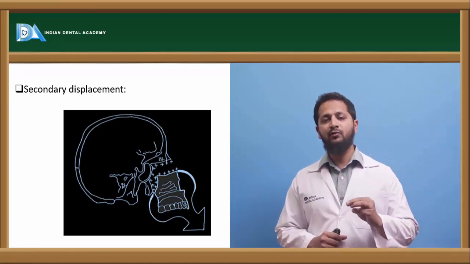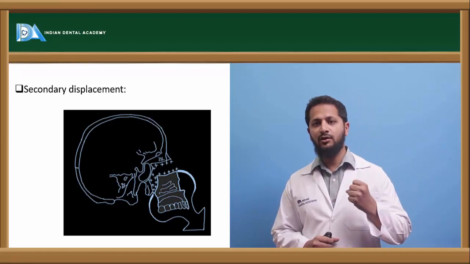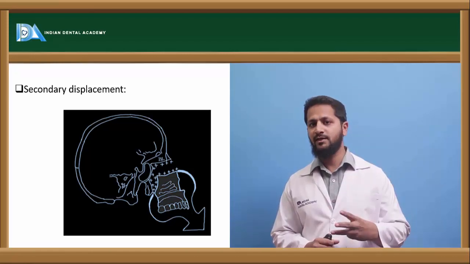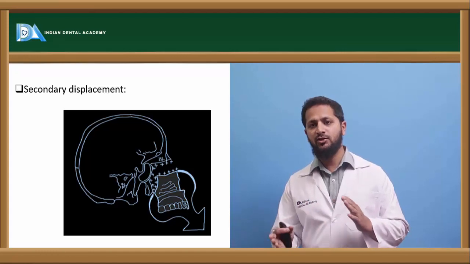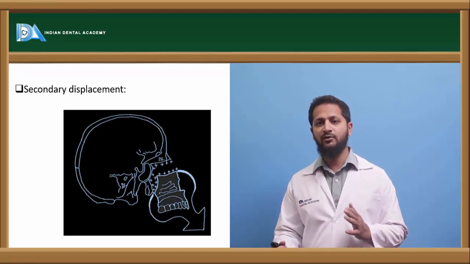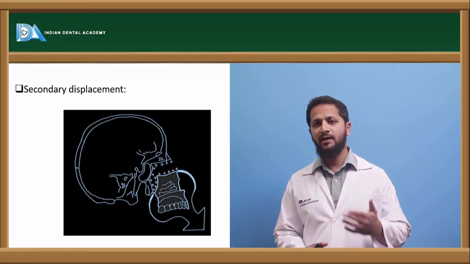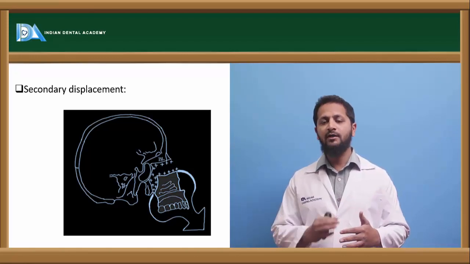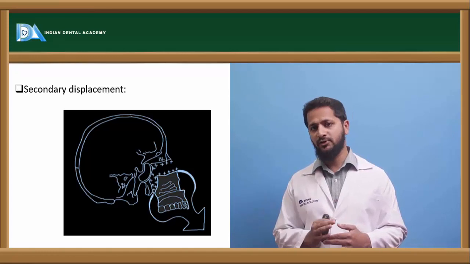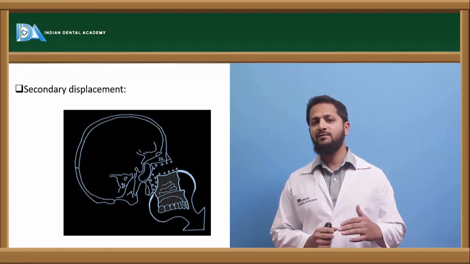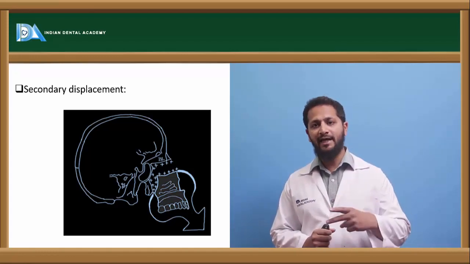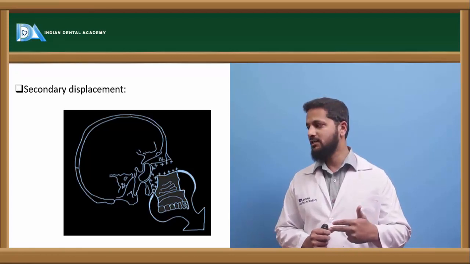So we have seen that bone grows by three main mechanisms: bone remodeling, cortical drift, and displacement. Remodeling is deposition and resorption. Continuous bone deposition and resorption results in various changes in the bone shape, form, etc. Second is cortical drift. It is drifting of the bone towards the site of bone deposition. The third is displacement, which is again divided into two subcategories: primary displacement and secondary displacement.